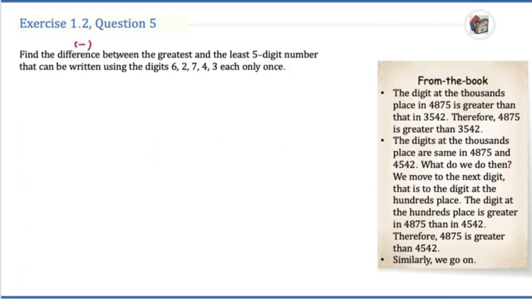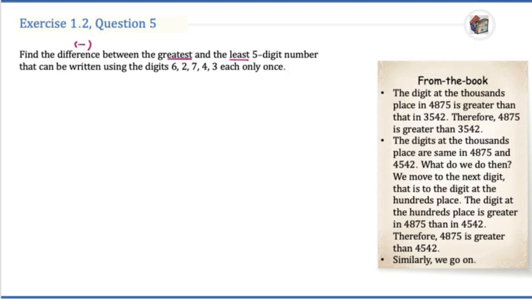Find the difference between the greatest and the least 5-digit number that can be written using the digits 6, 2, 7, 4, 3 exactly once. Each will be used once. So you have to create two numbers. If they gave you two numbers and said just find the difference, that would be easy. You just do your subtraction. But here you first have to create your numbers.